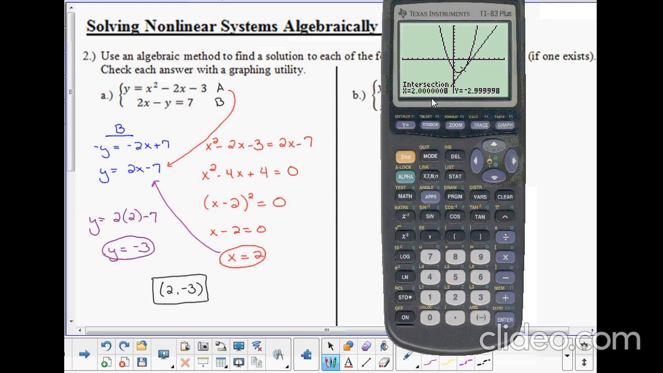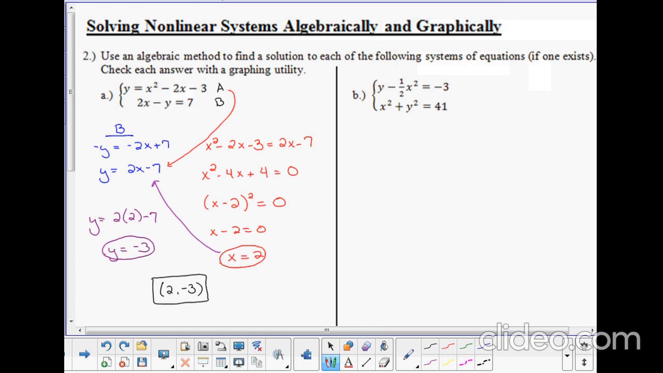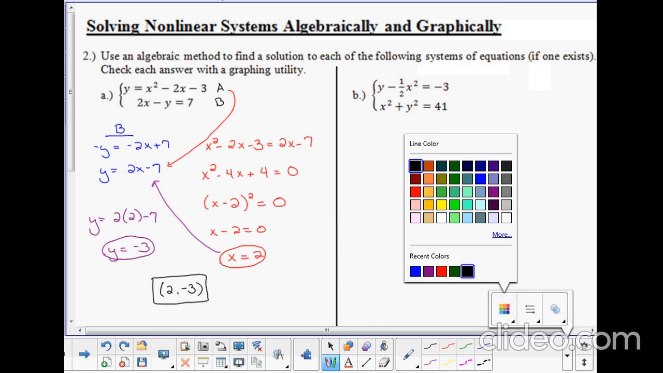And sometimes, depending on where you put it, it's going to round it very, very slightly. So this should be an exact 2, negative 3, which is our solution. So we've done this one correct. So we can go through the algebraic process of solving, and we can also use a graphing utility to help us check. Let's go ahead and take a look at another example.